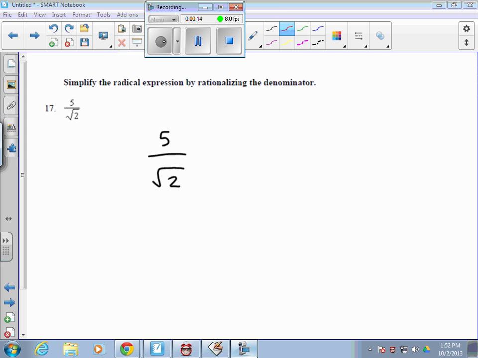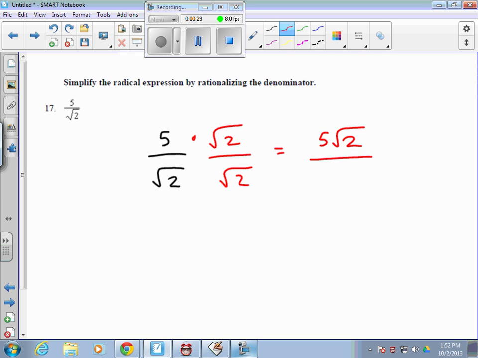You got to rationalize the denominator. Get rid of the square root of 2 on the bottom by multiplying by the square root of 2 over itself. So whatever's on the bottom over itself, multiply straight across. 5 times the square root of 2 is 5 times the square root of 2. And the square root of 2 times the square root of 2 is the square root of 4, which when you simplify it is 2.